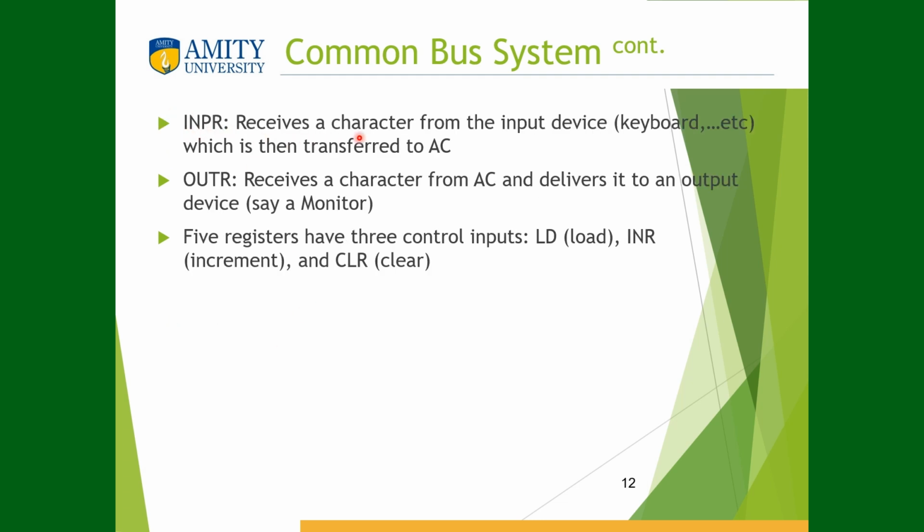The input register receives a character from the input device and transfers it to the AC, which is the accumulator, while the output register receives a character from AC, because data manipulated is stored in AC, and then delivers it to an output device. 5 registers have 3 control inputs: LD, INR and CLR, where LD is for loading, INR is for increment, so in case we need to increment the value of the registers, we'll use increment, and clear is to clear out the registers.